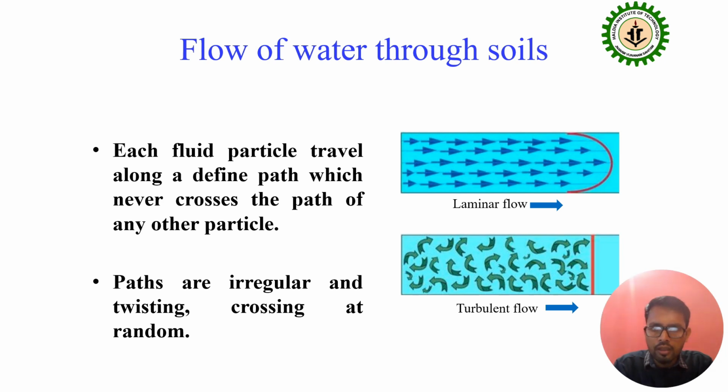Flow of water through soil. When water flows through a soil, the flow may be laminar or turbulent. Okay. Now, in case of laminar flow, the fluid particles travel along a defined path which never crosses the path of any other particle. But in case of turbulent flow, you can see here the paths are irregular and twisting in nature.